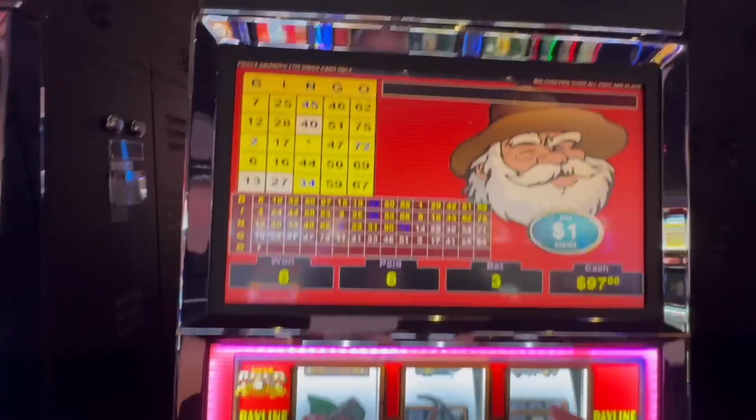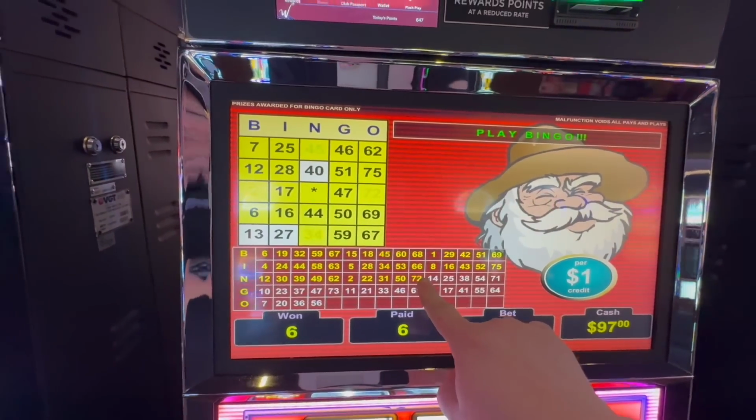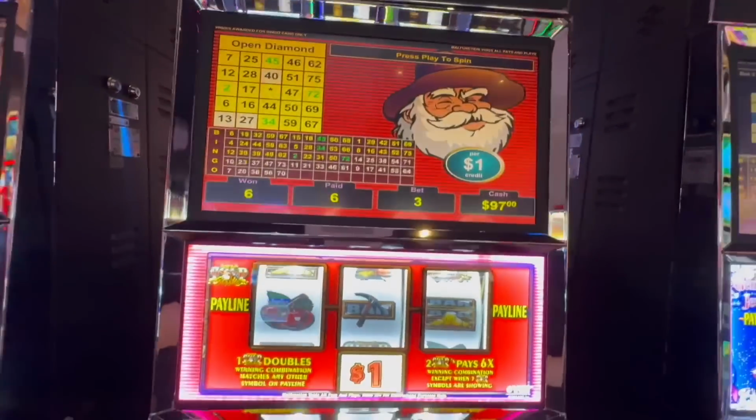Okay, so we got open diamond again, which again are these 4, and they matched 4 of the yellow numbers down here. All right, so now is a good time to talk about red spins or red screens.